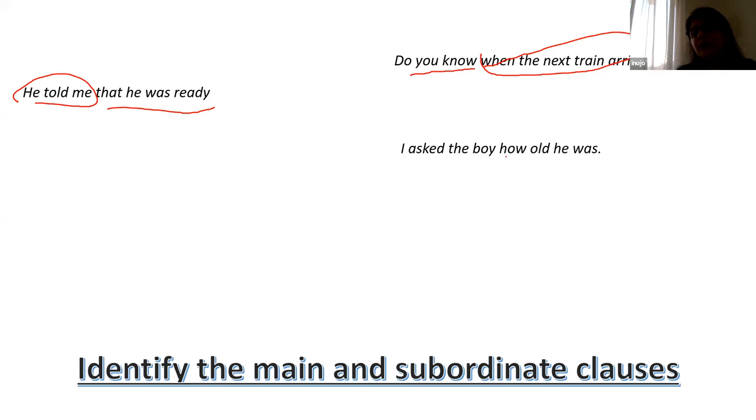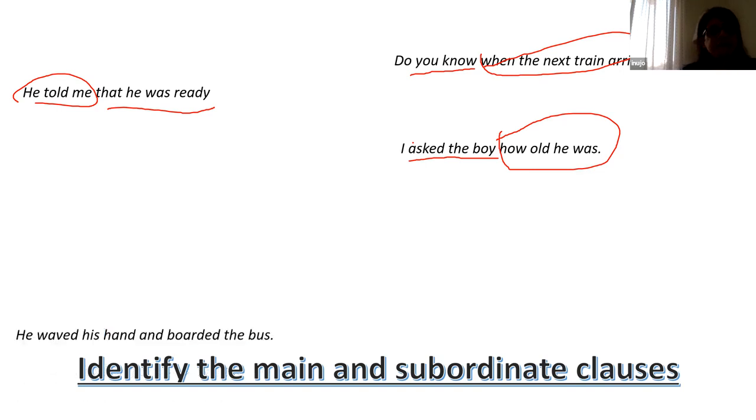Next, I asked the boy how old he was. Let's identify the main clause here, children. Here, the main clause would be I asked the boy. And what is the subordinate clause? How old he was. How old he was cannot give you a complete meaning on its own. How old are you is a complete meaning. How old he was doesn't make any sense. I asked the boy how old he was. Then it makes complete sense. Whereas I asked the boy is a complete sentence with a complete meaning.